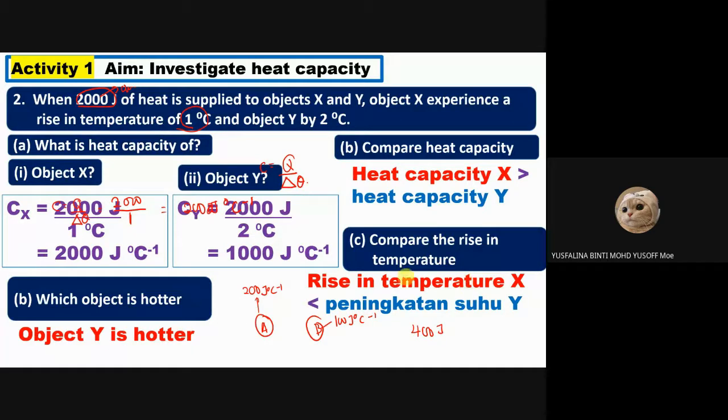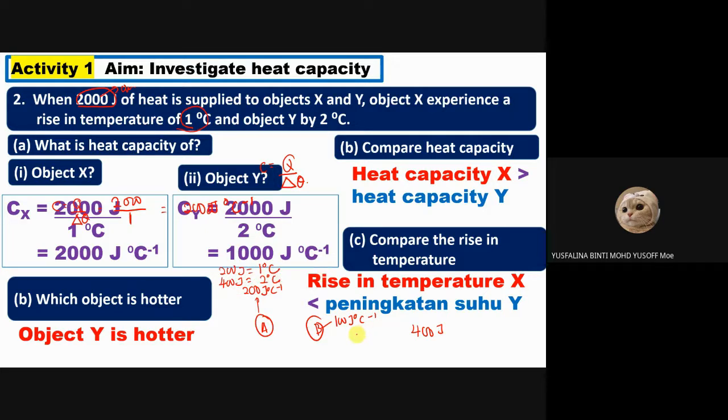2 degrees, right? Because if you give 200 joule, it will increase 1 degree Celsius. So if you give 400 joule, it will increase 2 degrees Celsius. Let's say if the teacher gives 400 joule, it will increase 2 degrees Celsius.